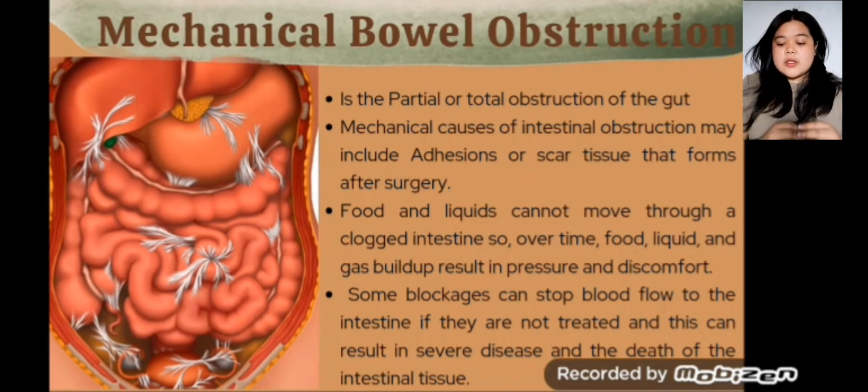Mechanical causes of intestinal obstruction may include adhesions or scar tissue that forms after surgery. Food and liquid cannot move through the clogged intestine. So over time, as a person eats and digests, the food, liquid, and gas build up and result in pressure and discomfort. Some blockages may stop the blood flow to the intestine, and if not treated, this can result in a severe disease and the death of the intestinal tissue.